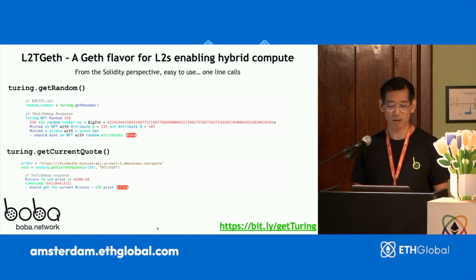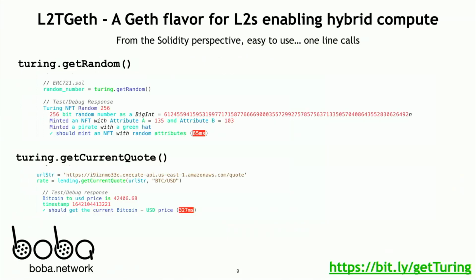These are one-line calls. What you see on the screen is pseudocode, but look at the first example, right? Turing get random. That's all you need to do to get a random number. Or in the second example, you specify the RPC endpoint that you want to call, let's say, to get the current quote for the BTC USD pair. Boom, one call and you're done.